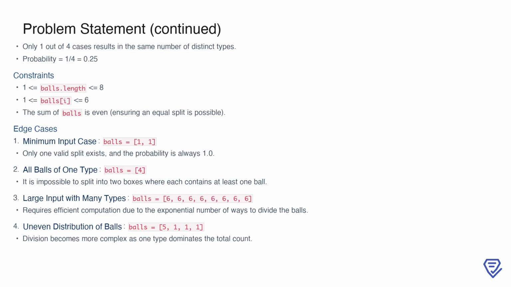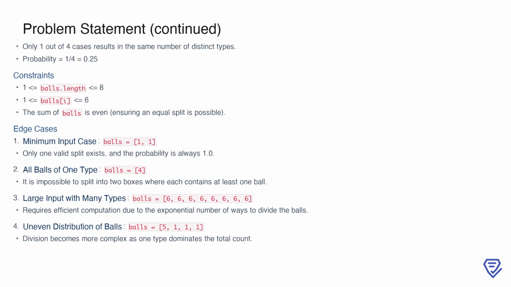However, most other valid divisions, such as grouping all balls of a certain type into one box, do not result in both boxes having the same number of distinct types. Upon enumerating all possible divisions, we find that only 1 out of 4 cases satisfies the condition. Therefore, the probability is 1/4, or 0.25.